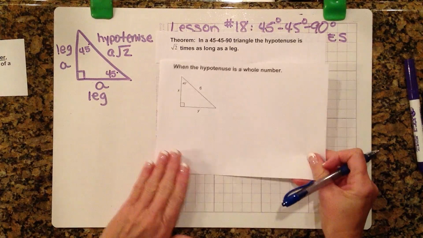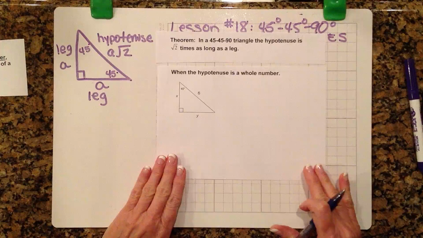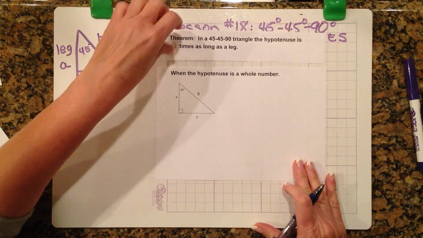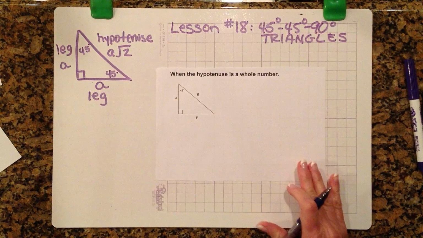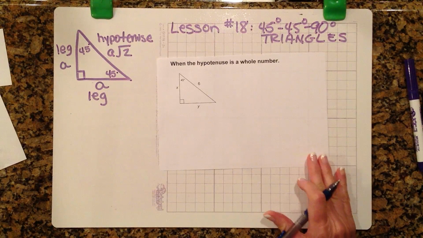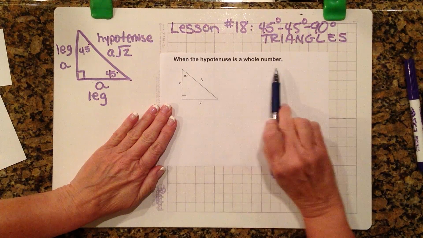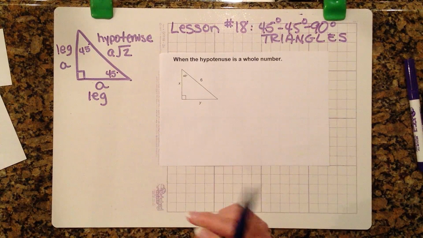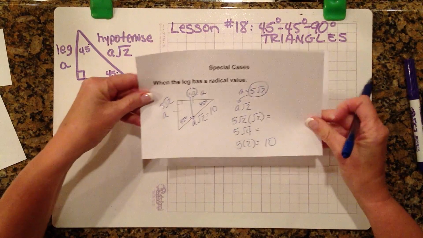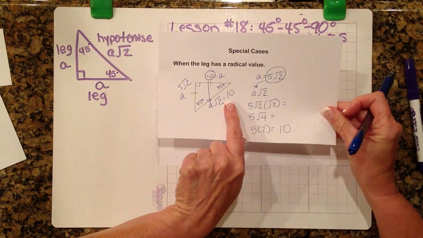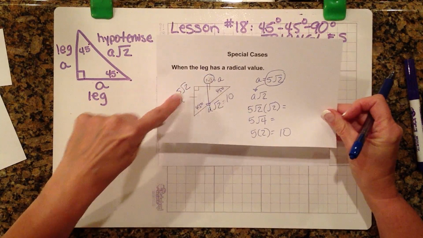And this one is a little more difficult to understand, but I'll go over it very slowly. And you do need to practice these so that you get them down right. Okay? There's a special case when the hypotenuse is a whole number. If you noticed on that last one, our hypotenuse ended up being a whole number, 10, given the legs.